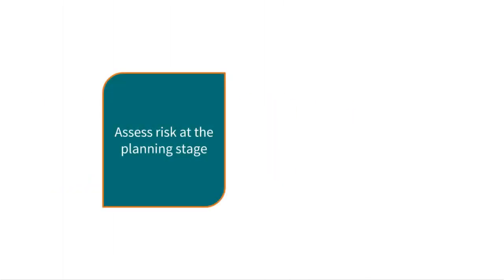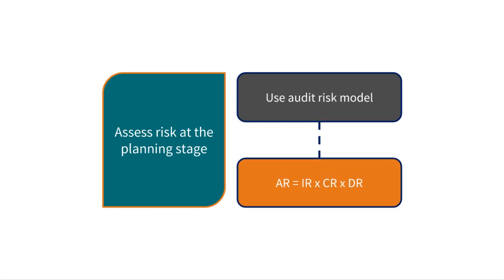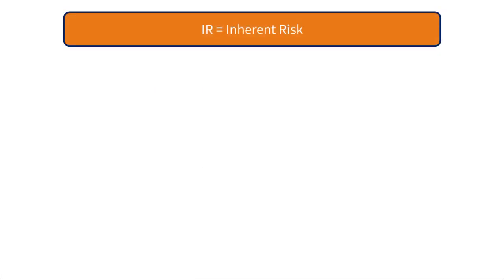Auditors must identify the risks associated with the client at the planning stage of an audit. To calculate audit risk for each client, they use the audit risk model. This is shown as follows. AR, which stands for audit risk, is equal to IR times CR times DR. Each of the three components of audit risk in the model need to be considered by the auditor to decide the level of risk. IR is inherent risk.